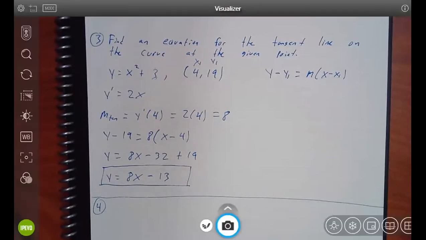That's the next one. So 2, 3, and 4 are very similar. So let's move on to something else.